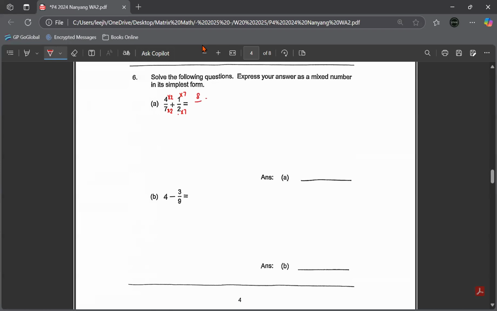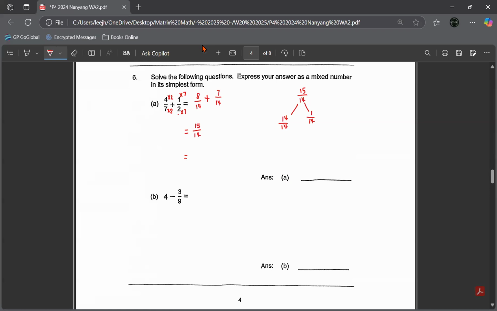So you write down 8 over 14 plus 7 over 14. So 8 plus 7, you get 15 over 14. The denominator, you don't add, because it's your total already. So 15 over 14 is an improper fraction. We need to express this as a mixed number. You know 15 over 14 is more than one whole, and one whole is 14 out of 14. And the excess fraction left is 1 over 14.